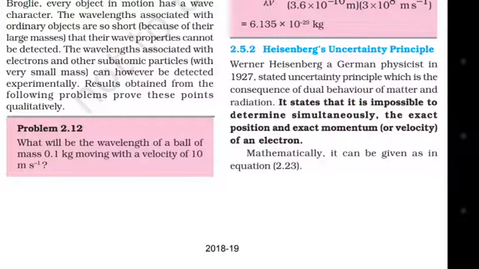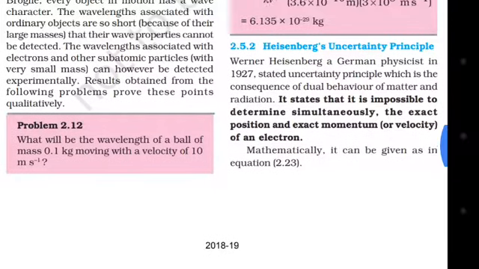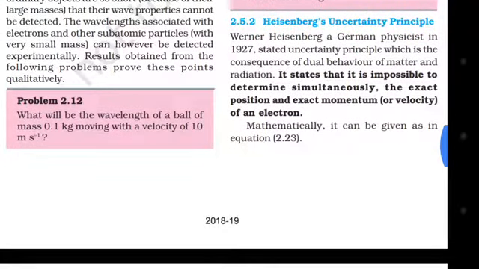2.5.2 Heisenberg's uncertainty principle. Werner Heisenberg, a German physicist in 1927, stated uncertainty principle, which is the consequence of dual behavior of matter and radiation. It states that it is impossible to determine simultaneously the exact position and exact momentum or velocity of an electron. ये कहते हैं कि ये इम्पॉसिबल है एक साथ हमें किसी भी पार्टिकल का वेलोसिटी और पोजीशन ज्ञात करना.